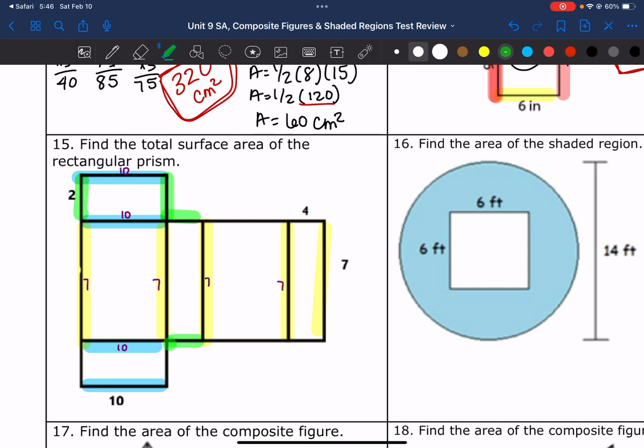Parallel side is going to be 2. Touching side is going to be 2. Parallel side is going to be 2. Okay? So 2 here, 2 here, 2 here, 2 here, and 2 here. Stick with me, okay? All right.